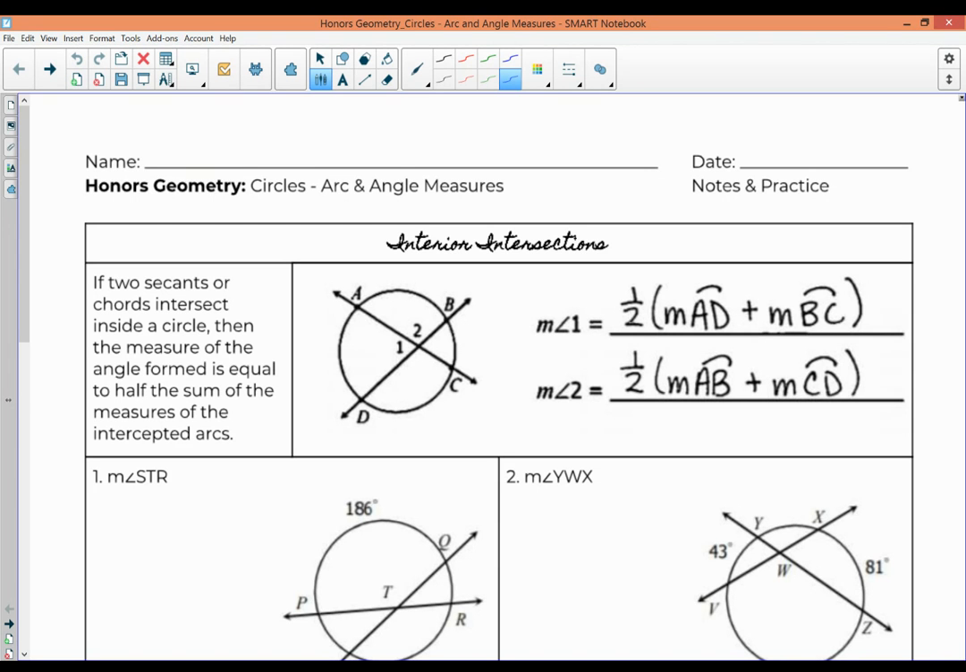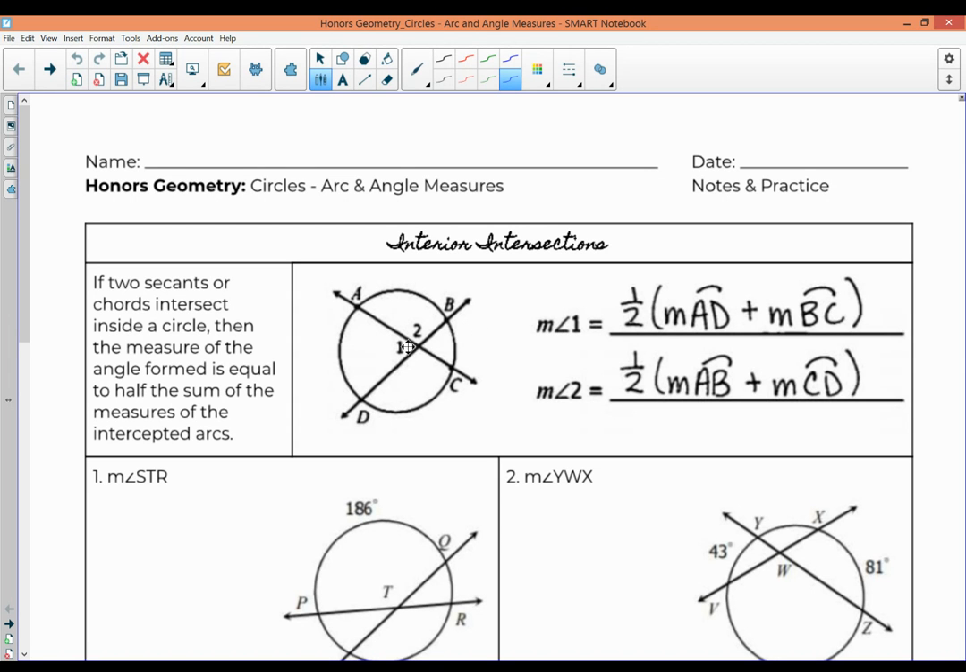Here we go. So, there are different intersections that we're going to talk about. The first one being interior intersections. So, as we look over here, if two secants or chords intersect inside a circle, so that's interior, then the measure of the angle formed is equal to half the sum of the measures of the intercepted arcs. So that's what we see over here.